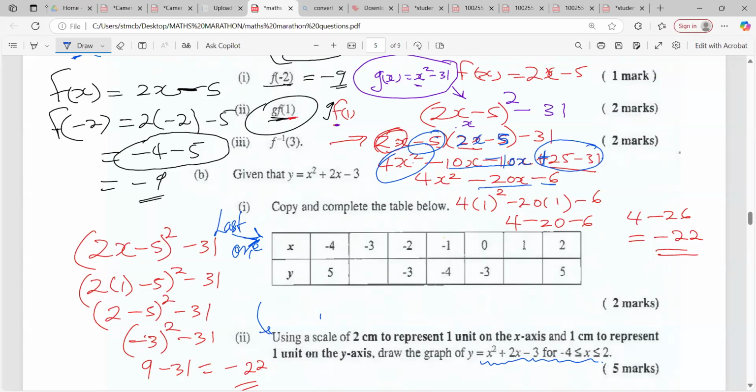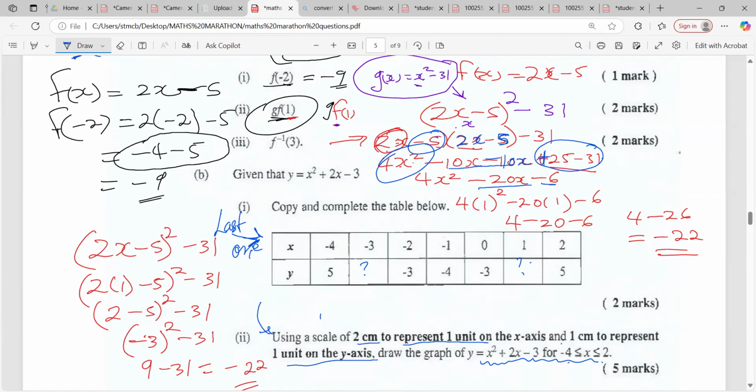All right. So you fill out the table first. One or two places are missing, right? Which value goes here? Which value goes here? And then it says, using a scale of 2 centimeters to represent 1 unit on the x-axis and 1 centimeter to represent 1 unit on the y-axis. So the y-axis is different. And it says draw the graph of y equals 2x minus 3, so we should get the values.